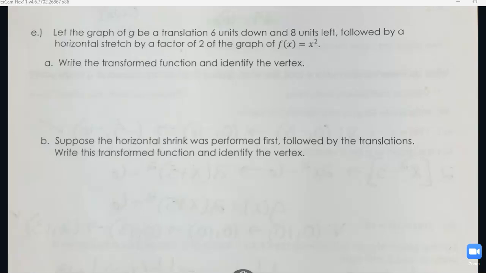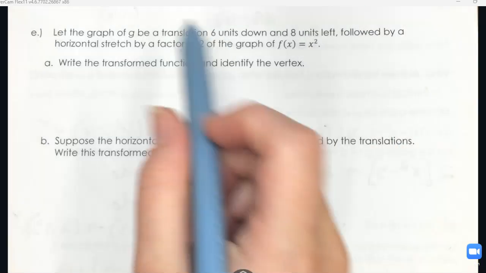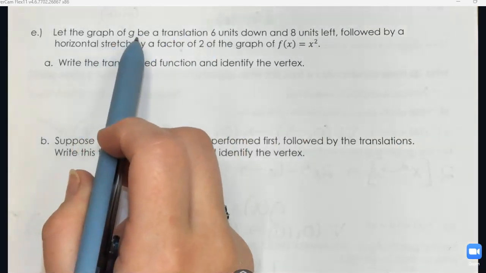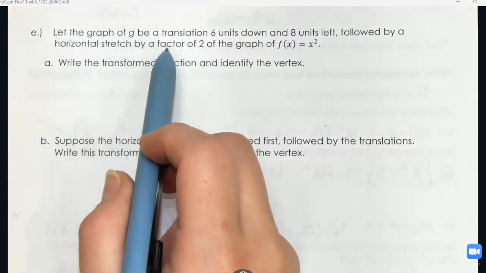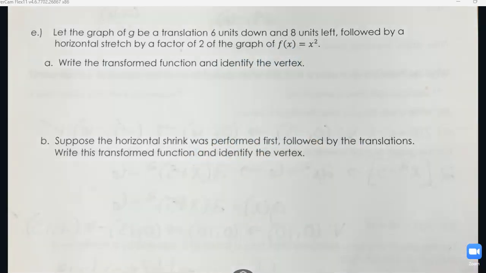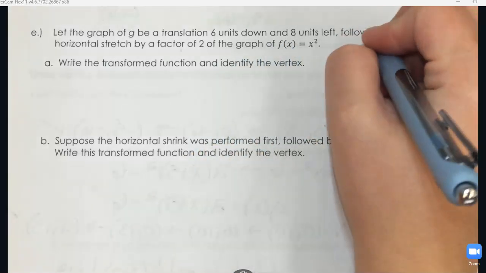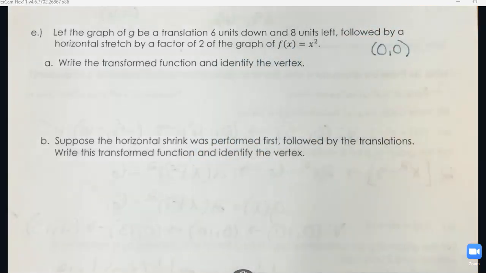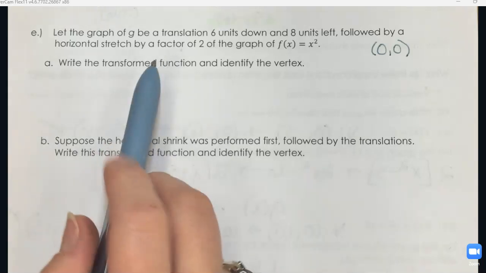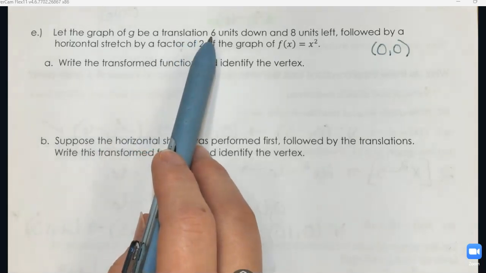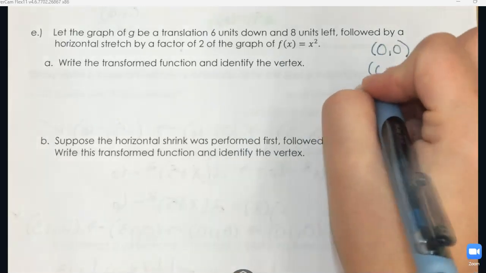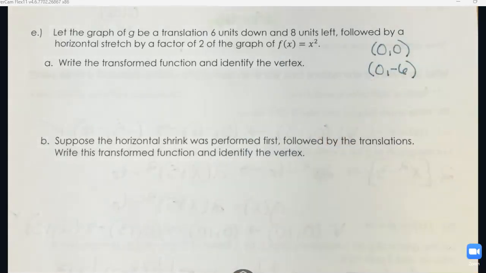All right, welcome back to the last example from our Transformations Day 2 notes. We are now looking at the graph of g that is doing these transformations, and what we're starting with is the parent function x squared. So that tells me that my vertex should start at 0, 0. So my first transformation is a translation 6 units down. So that means that my vertex should move to 0, negative 6.